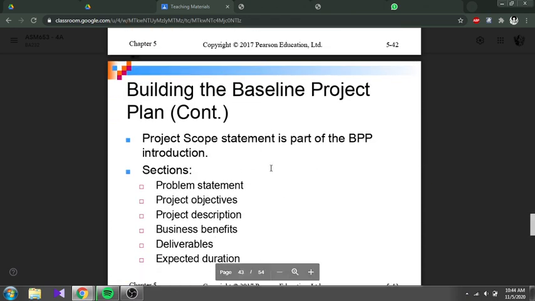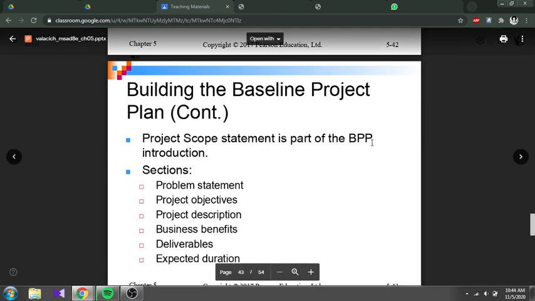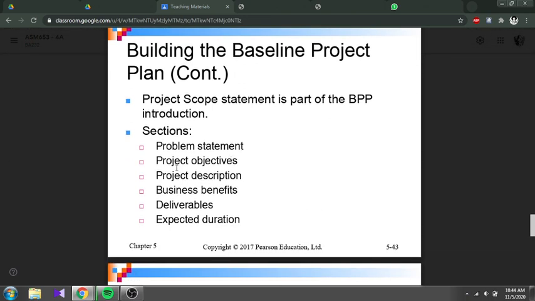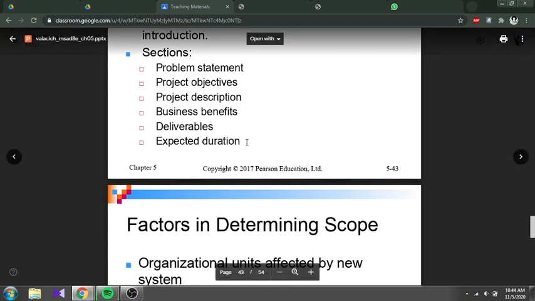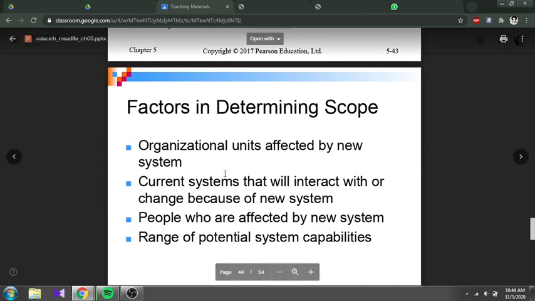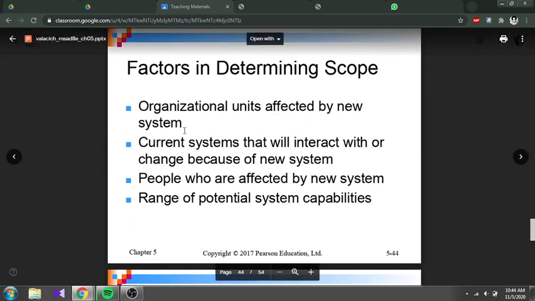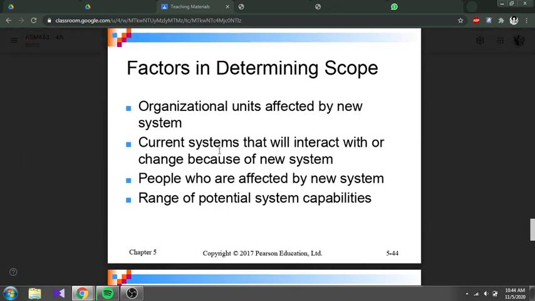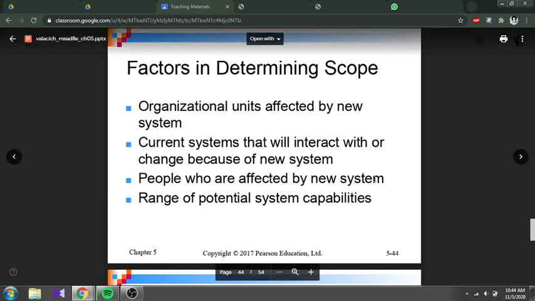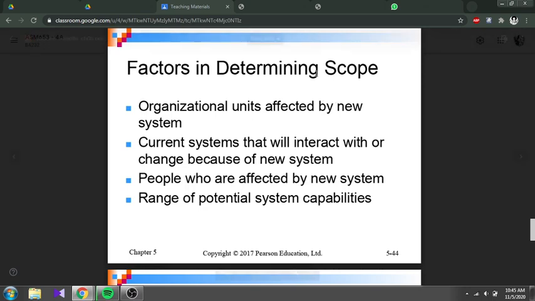And we also have the project scope statement, also part of the baseline project plan. We have the problem statement section, the project objective, descriptions and details of the project, the benefits that will be gained after the project finishes, the deliverables, meaning the outcome, and the expected duration of when the project should be finished. Factors in determining scope: organizational units affected by the new system, current systems that will interact with or change because of the new system, people who are affected by the new system, and the range of potential system capabilities. These are the units or people affected by the new system integration or implementation.